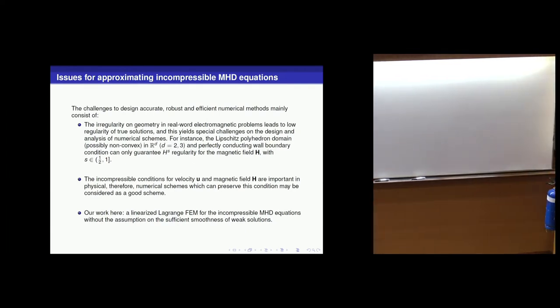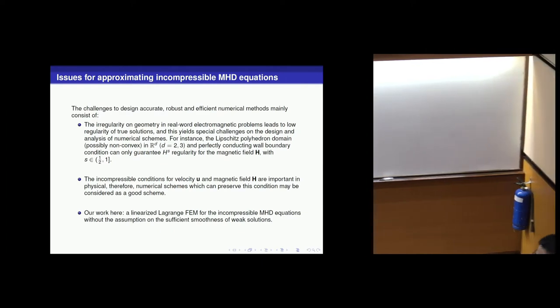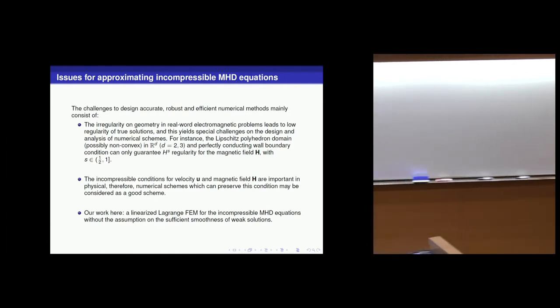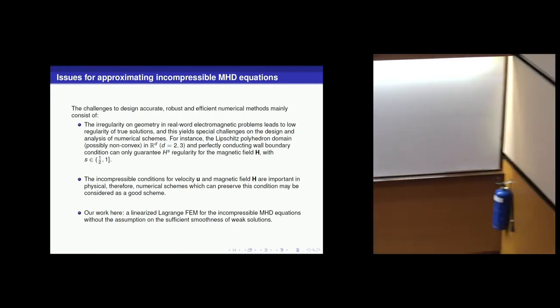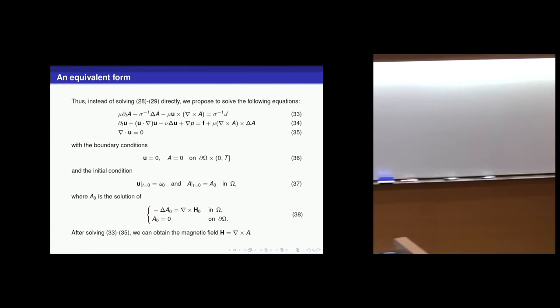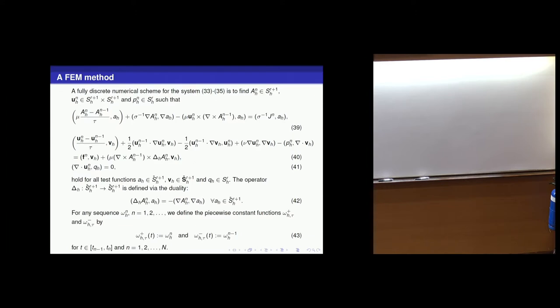We design a linearized Lagrange finite element method for incompressible MHD equations. And we don't make any assumption on the sufficient regularity or smoothness for the classical solutions. It's a tedious proof, and just like Zhonghua talked about this morning, I'm going to skip it. But anyway, we rewrite the form of the MHD equation by introducing an artificial variable A. And this is the numerical scheme.